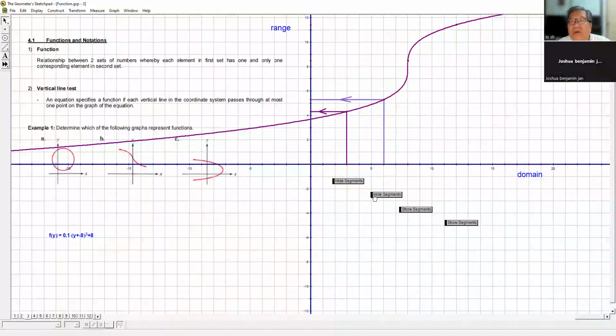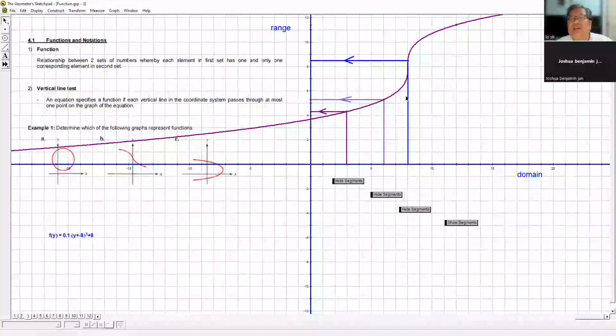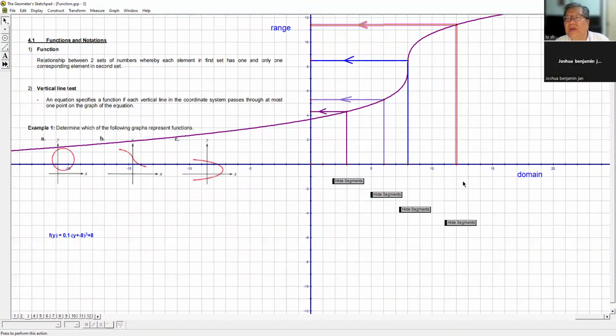Show one more. The number 7 cuts at 1 point, giving rise to one number in the range, 5.3, something like that, right? One more point. This number 8 cuts at 1 point, giving rise to only one number in the range, right? This one, number 12. I shoot up vertically, or maybe draw a line parallel to the y-axis. Then it cuts at 1 point, and I see there's only one corresponding number in the range.